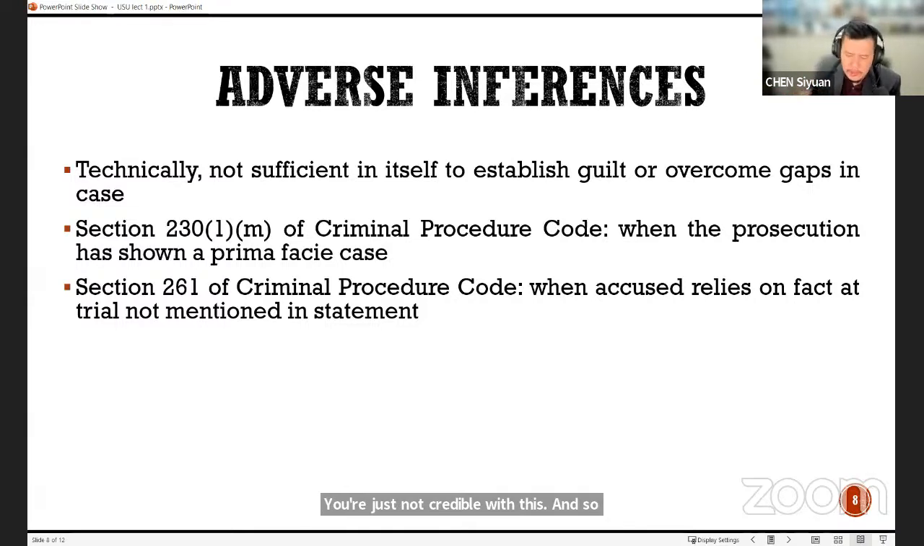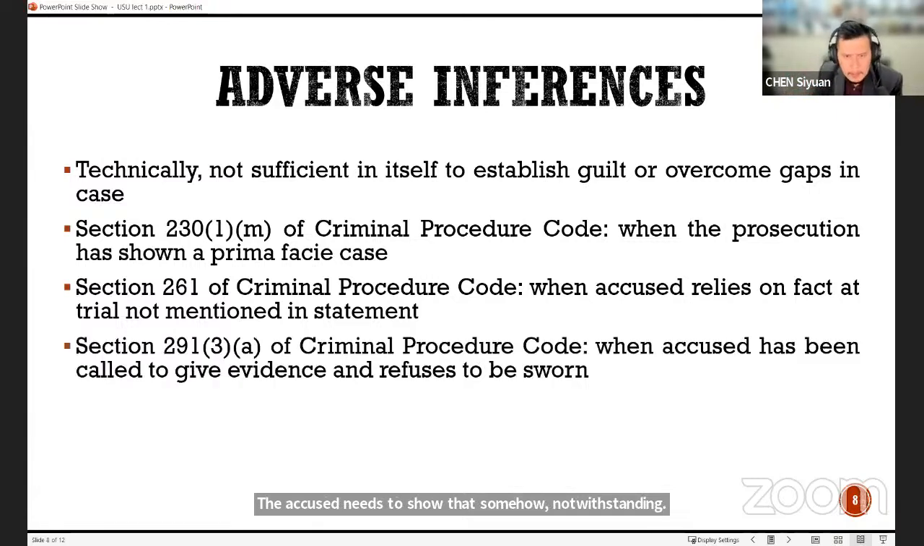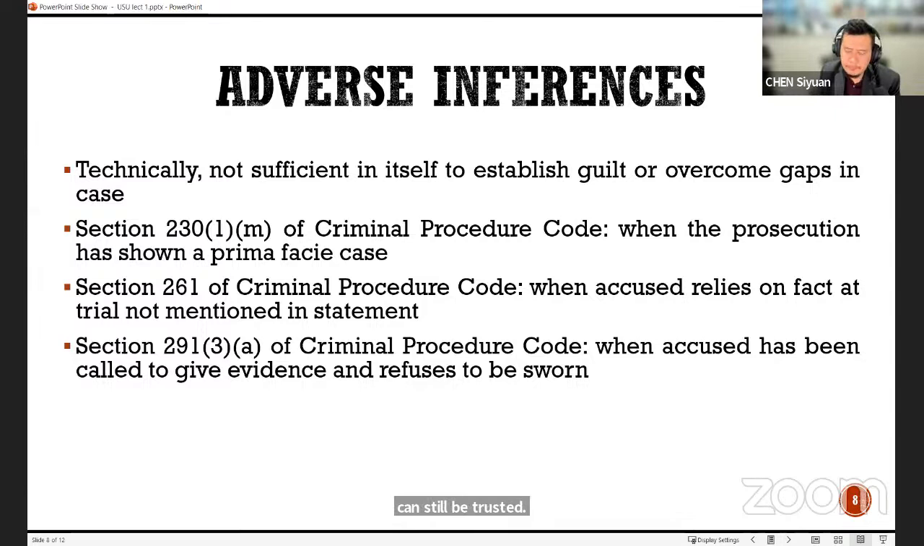The accused needs to show that somehow, notwithstanding this seeming change in position, the accused can still be trusted. But that's not all. There's also Section 291.